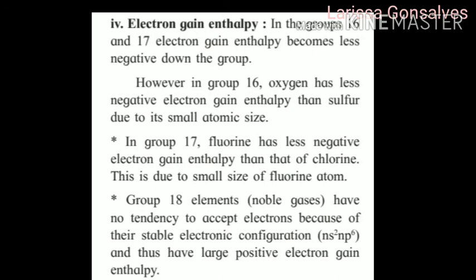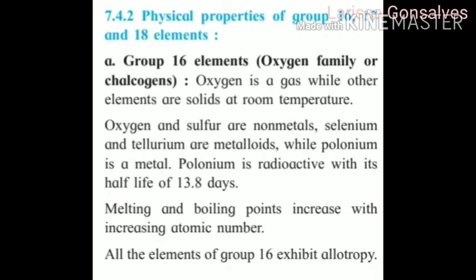Now when we move on to group 18 elements, which are also called the noble gases, they have no tendency to accept electrons because they have a stable electronic configuration. The general electronic configuration of group 18 elements is ns2np6. So you can see s, which has a capacity of filling up 2 electrons, is completely filled, and p having the capacity to fill up 6 electrons is completely filled, and that is why they have a larger positive electron gain enthalpy. Next, we move on to study the physical properties of group 16, 17 and 18 elements.